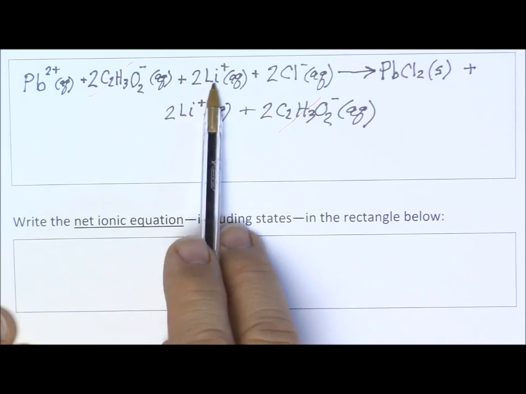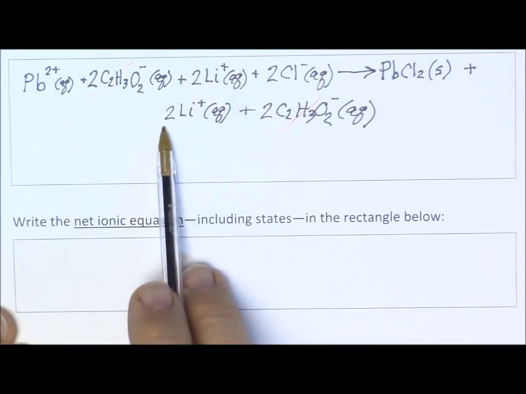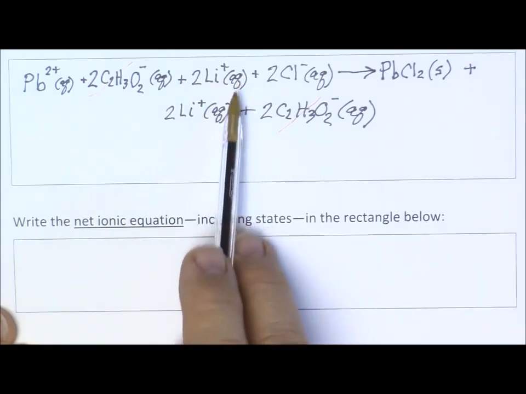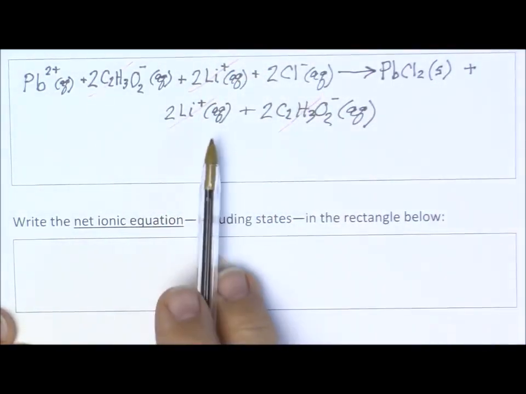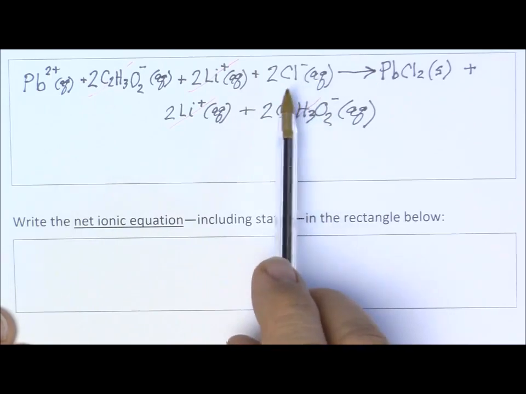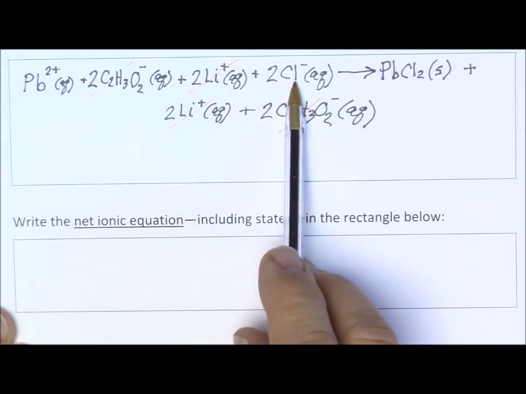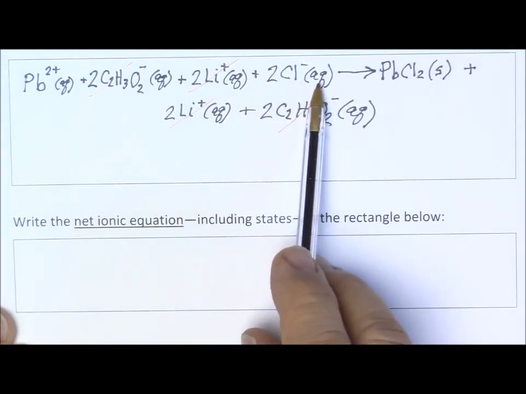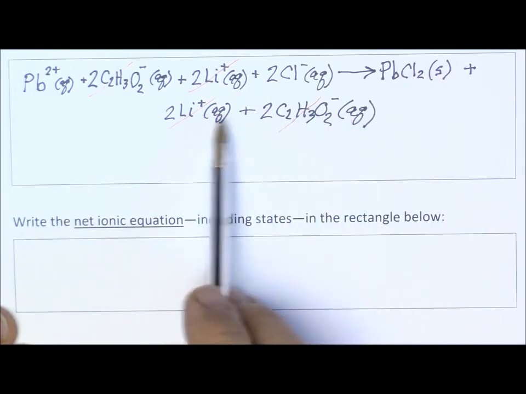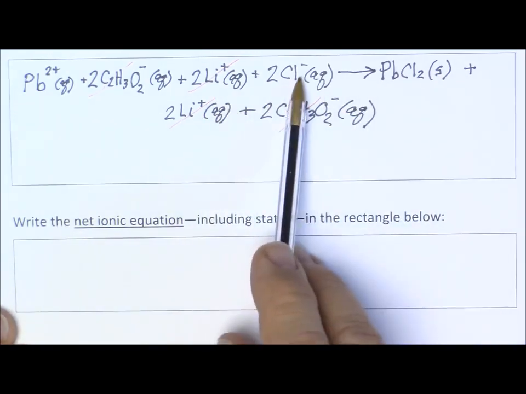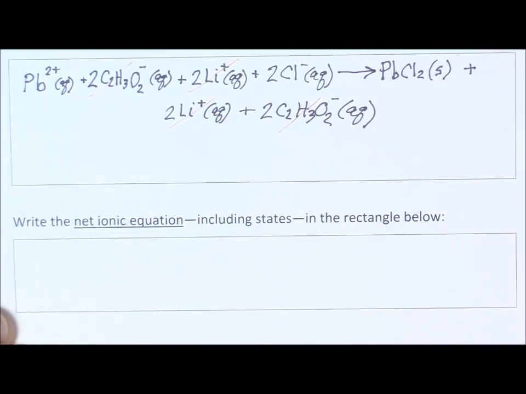Lithium, 2 lithium ions on the left, 2 lithium ions on the right. Both are aqueous. I can lightly cross them off. And 2 chloride ions on the left that are aqueous. I don't see any chloride ions that are aqueous on the right, so I have to let that one stay. So I'm ready to write my net ionic equation.